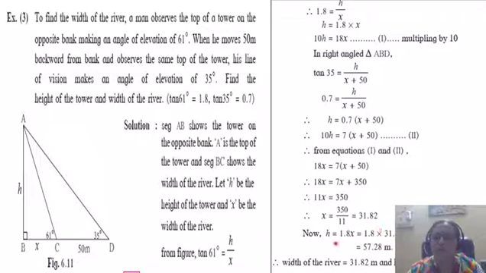So the value of h is 1.8 into x. So it is 57.28 meters. So the width of the river is 31.82 meters and the value of h you have is 57.28 meters.